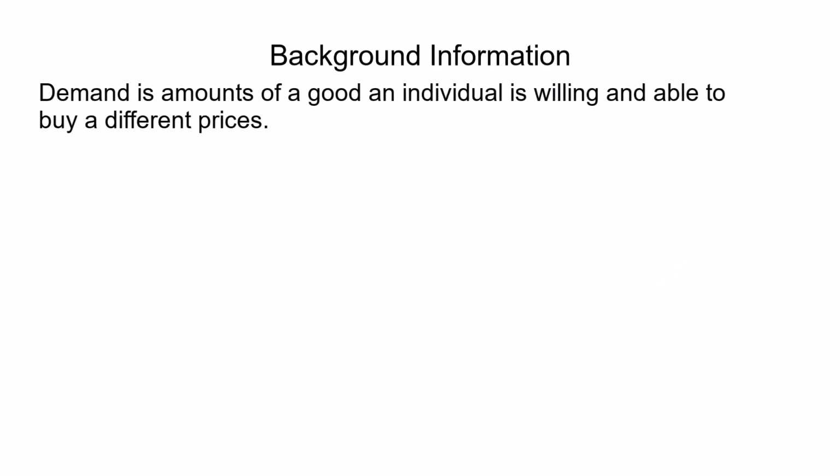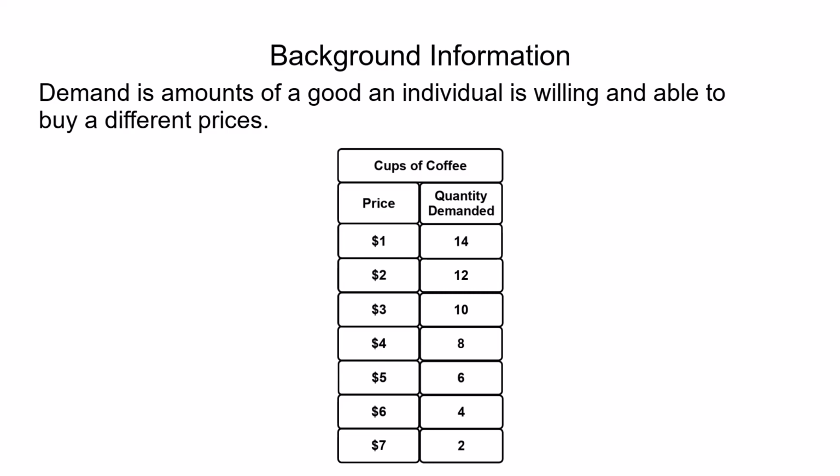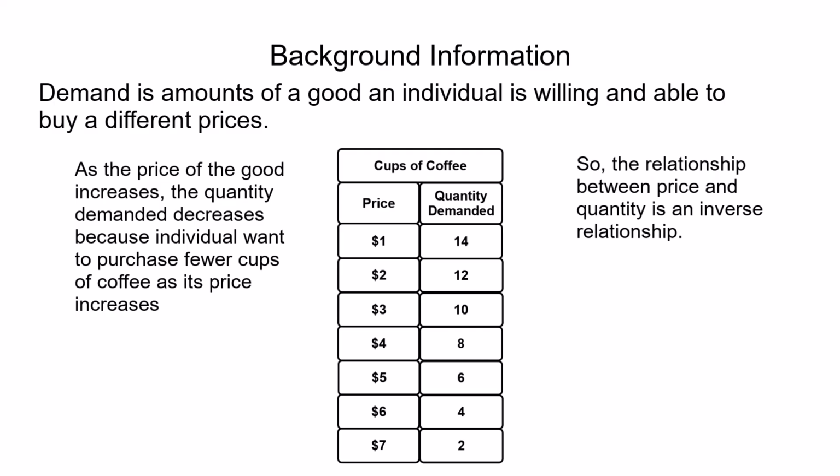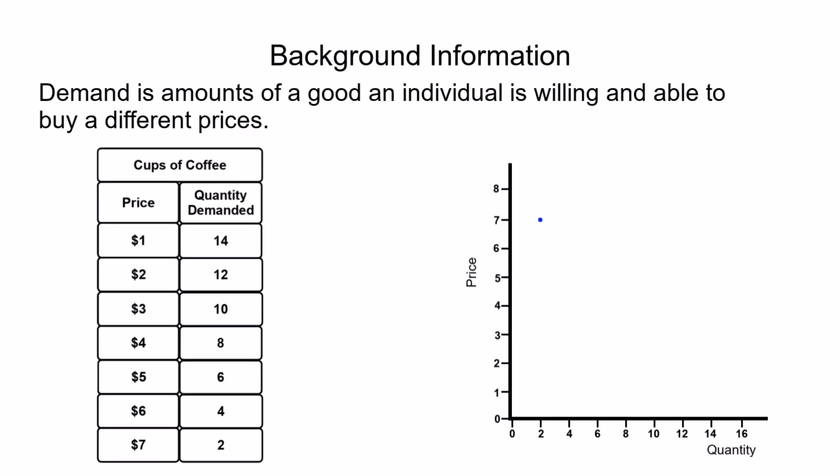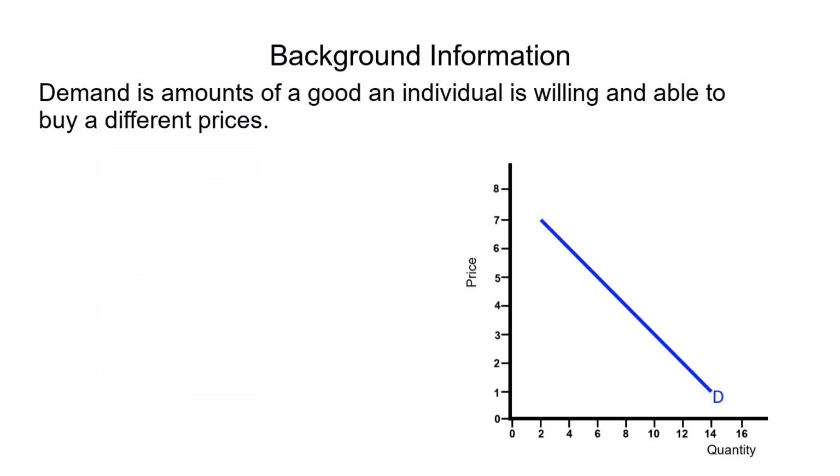Demand for a good represents the amount of a good that an individual is willing and able to purchase at different prices. Demand for a good may be represented as a schedule or table of prices and their associated quantities. For example, a demand schedule for cups of coffee might look something like this. Notice as the price of a cup of coffee increases, the quantity of cups of coffee demanded decreases. So individuals demand less of a good when its price increases. Economists label this type of relationship an inverse relationship between price and quantity. Demand schedules may be represented as a line or a curve by graphing the prices and their associated quantities. Notice that the demand curve slopes downward and to the right.